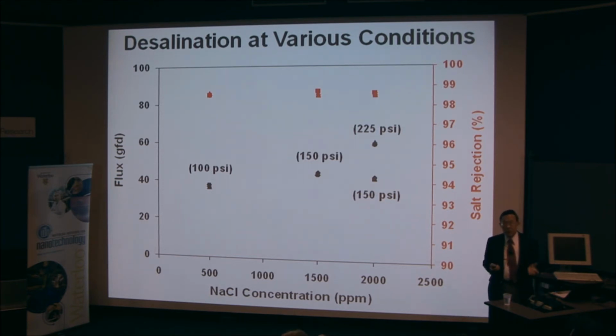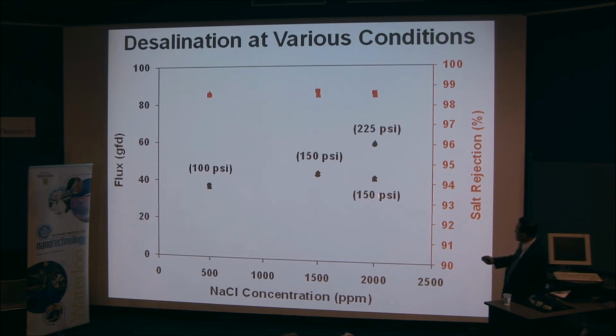But because the flux is higher, that will allow us to reduce the pressure, okay, to save energy. So if we reduce the pressure, then obviously the flux is going to drop, okay, but still pretty decent for the flux.